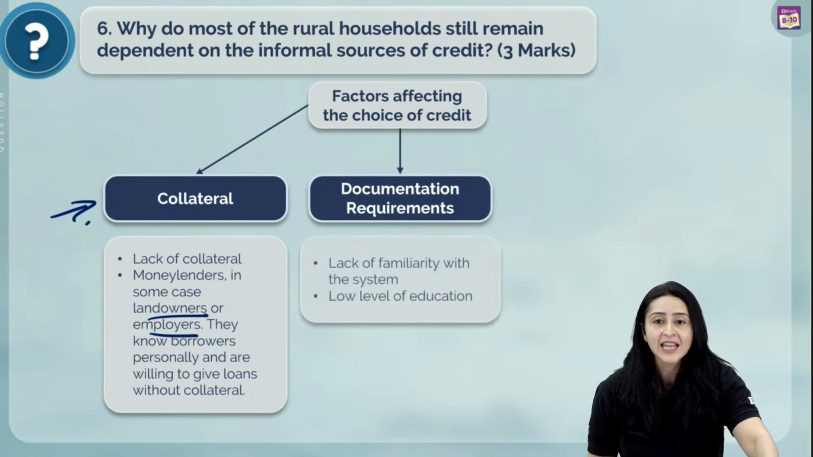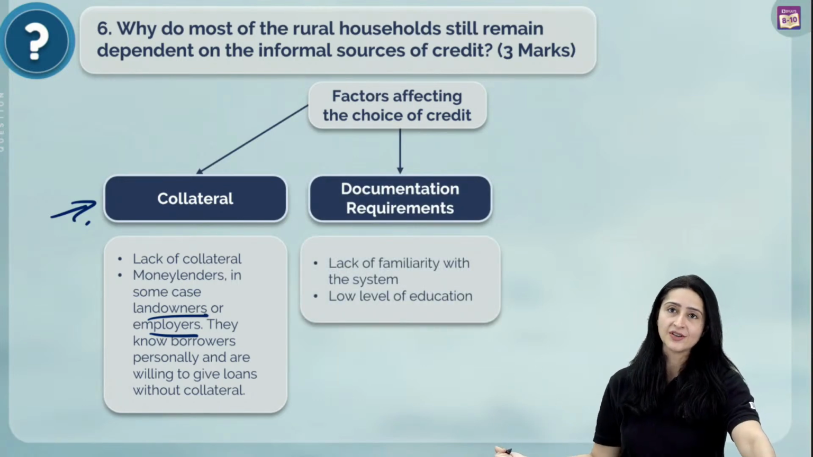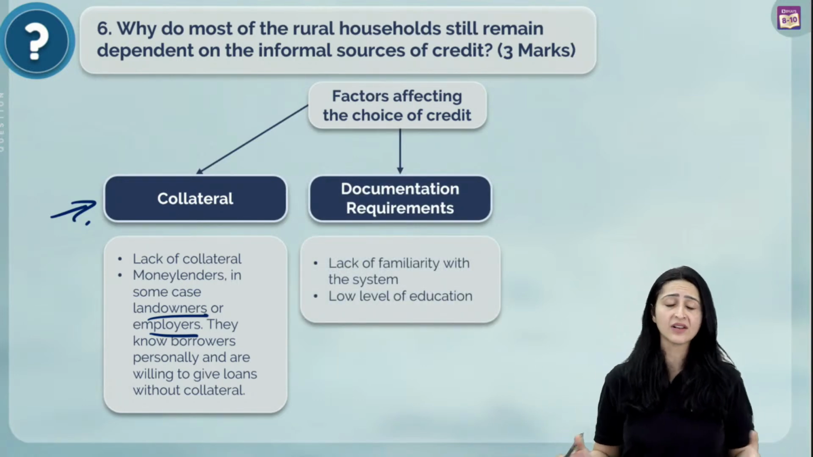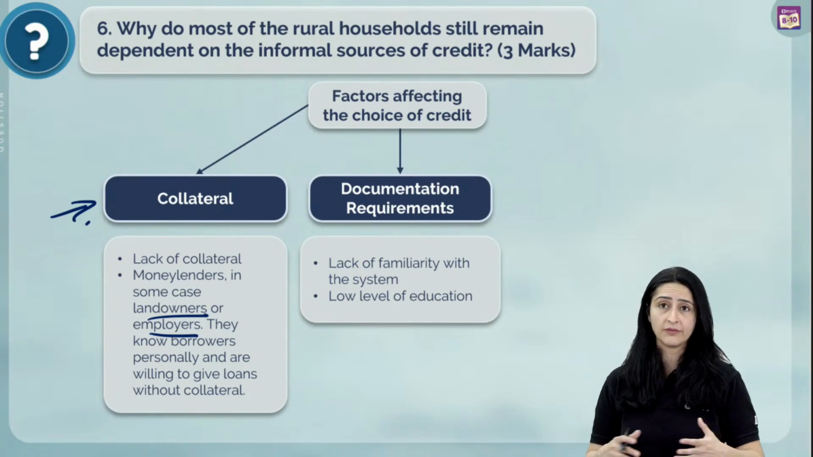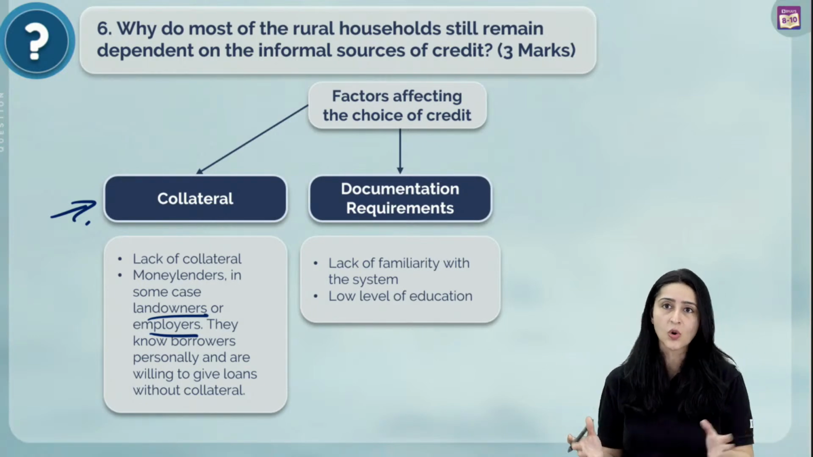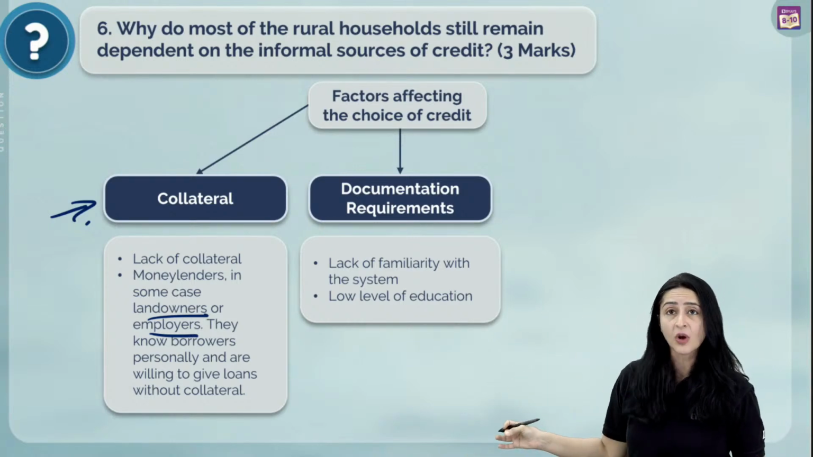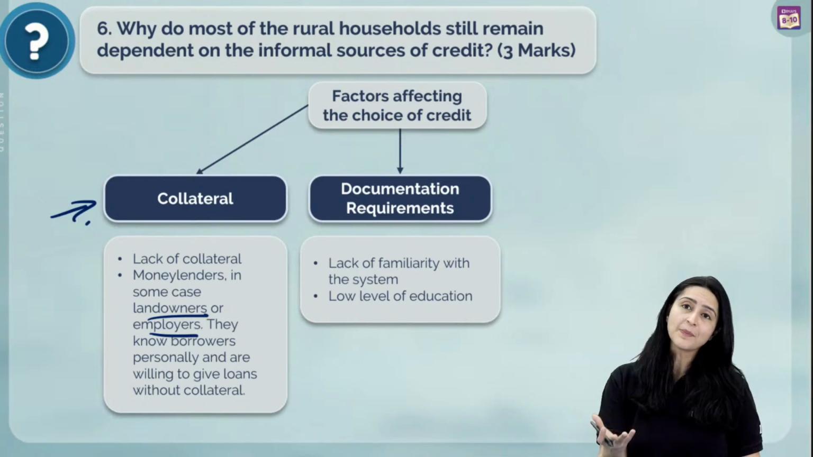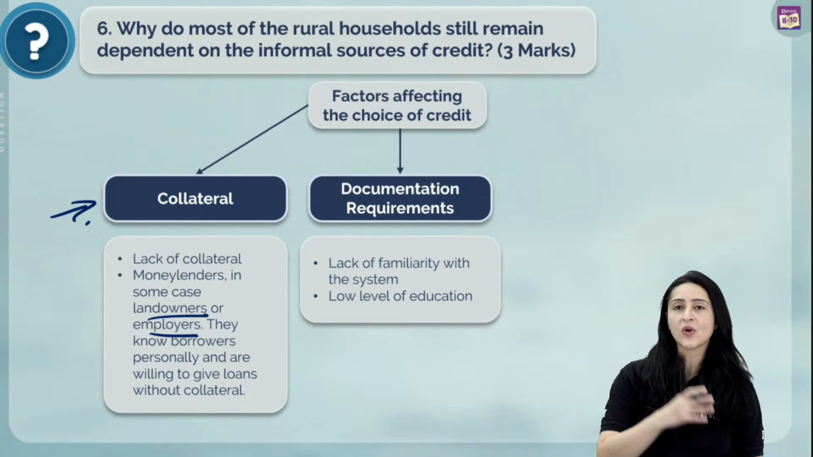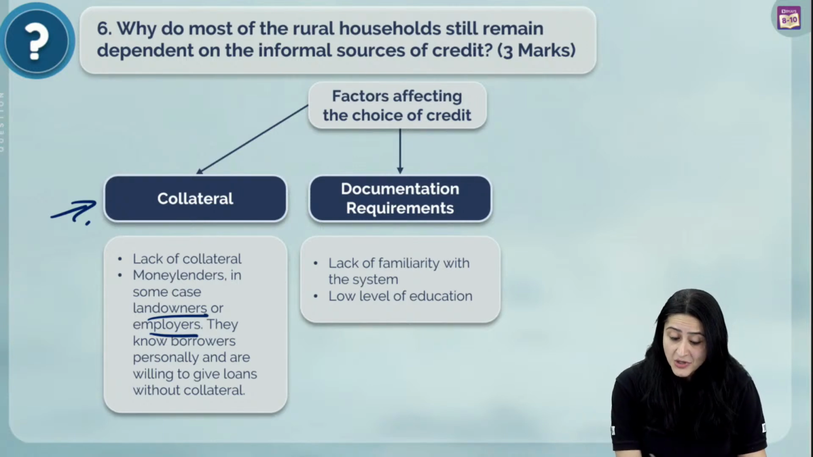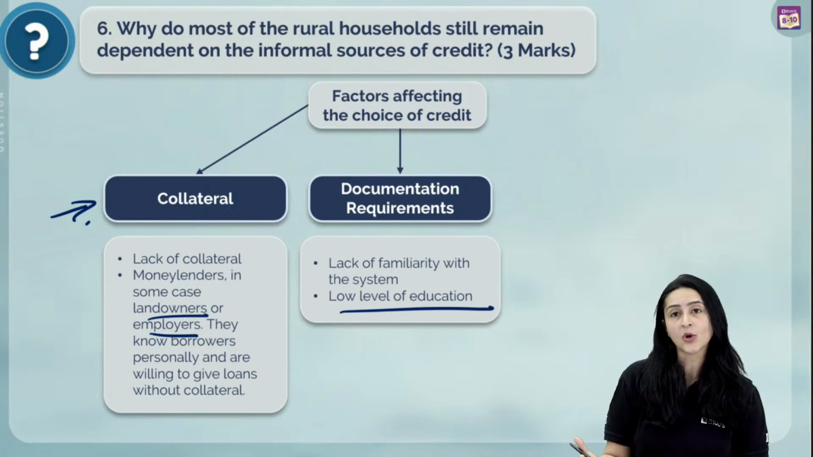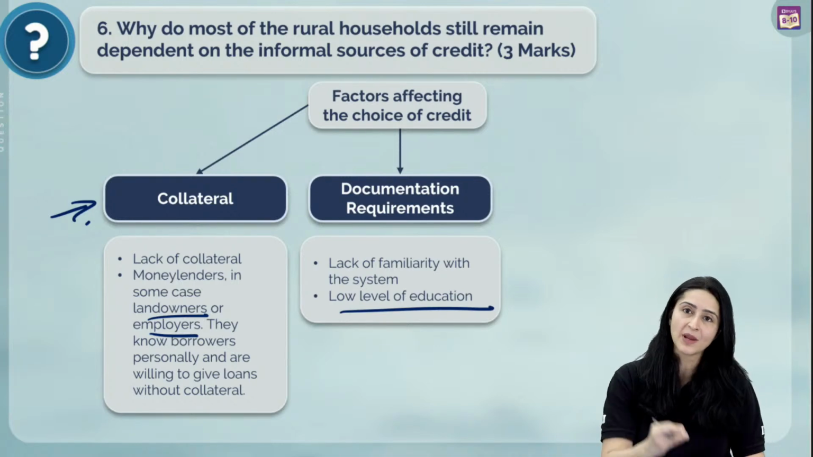Then, what is the second factor? It is documentation requirement. We know that the formal sector requires a lot of documentation. Of course, it depends source to source and country to country. But the point is that there is a lot of documentation required. And the people who are in the rural areas or in the poorer households may not have the education to understand this documentation. They may not be able to read. They may not be able to write.